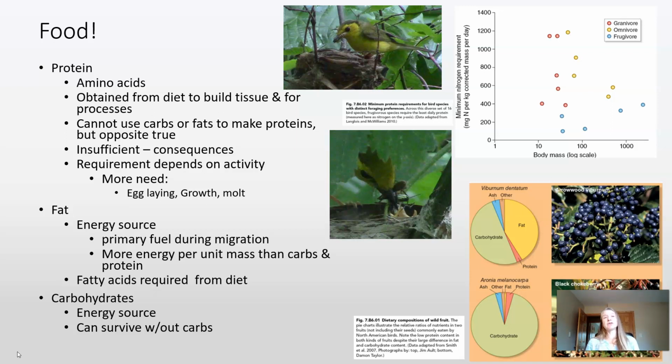If you have an insufficient amount of protein in your diet, there are going to be consequences. So you might lose muscle mass. It may affect bodily functions. It would definitely affect growth. So protein is really, really important in all birds. And most birds that we see, while they might eat berries at different times of year, really feed their nestlings a lot of arthropods or meat-based things.